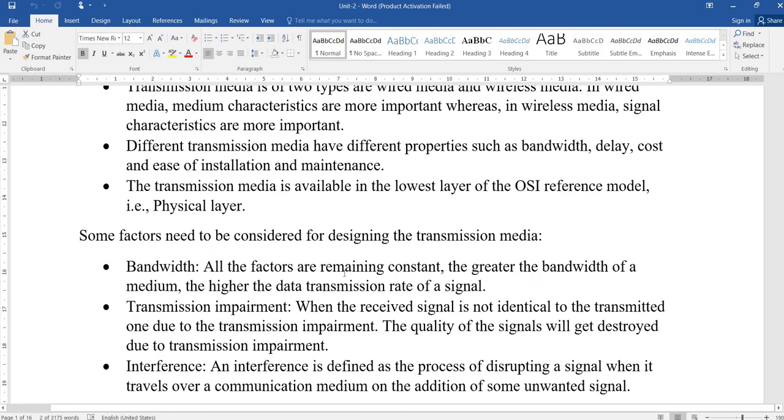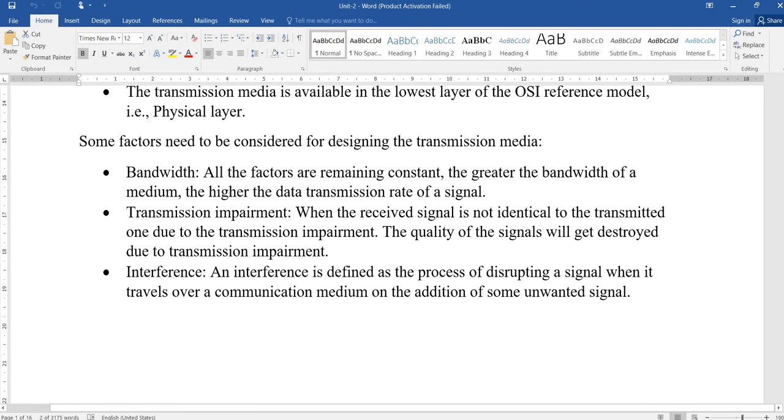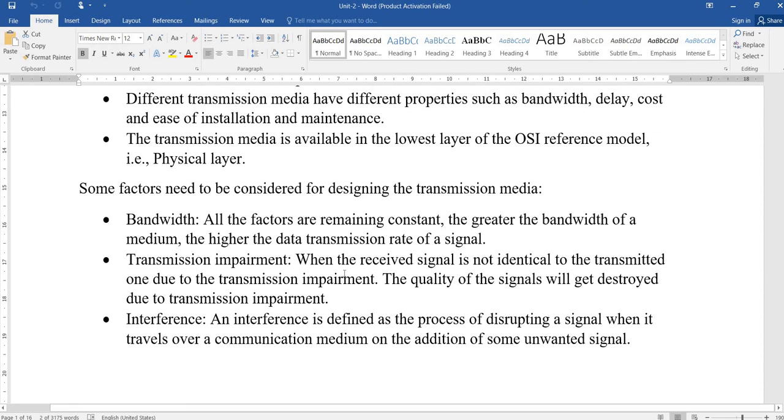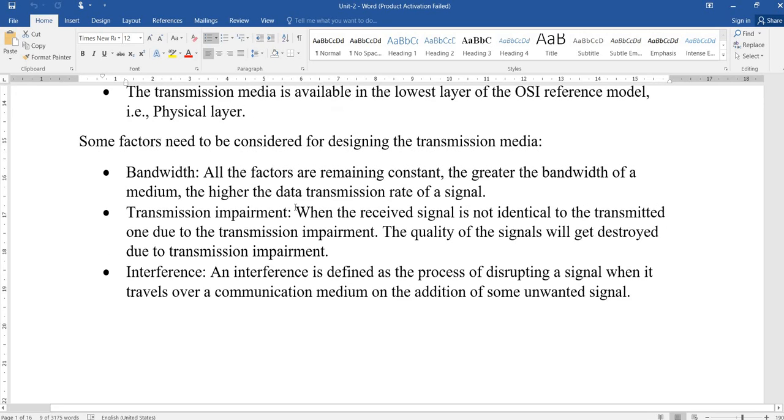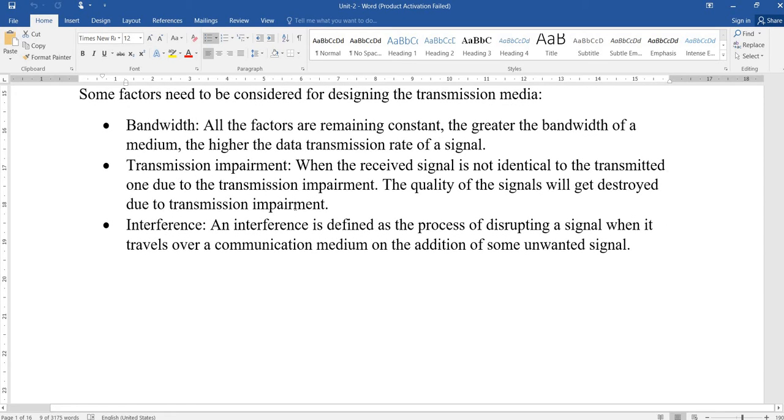Transmission media are available at the lowest layer of the OSI reference model, that is, the physical layer. Some factors need to be considered when designing the transmission media: bandwidth, delay, and cost. Bandwidth: last class I already explained what bandwidth is. With all other factors remaining constant, the greater the bandwidth of the medium, the higher the transmission rate of a signal.